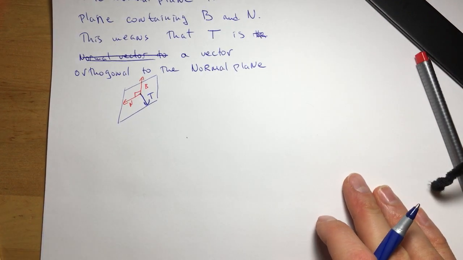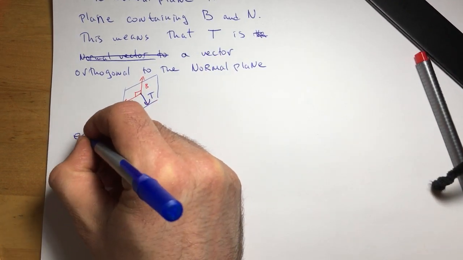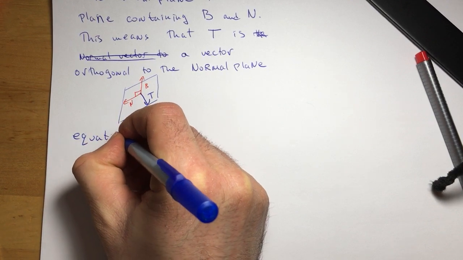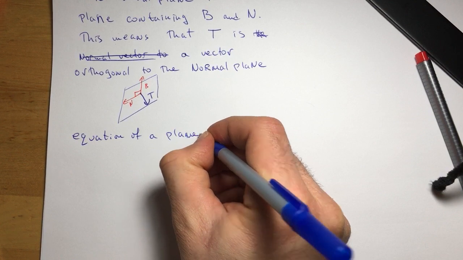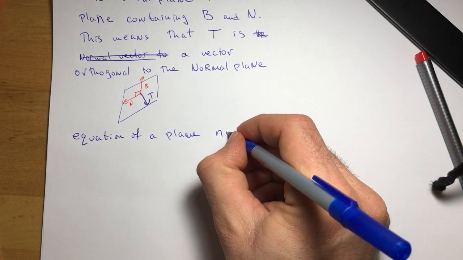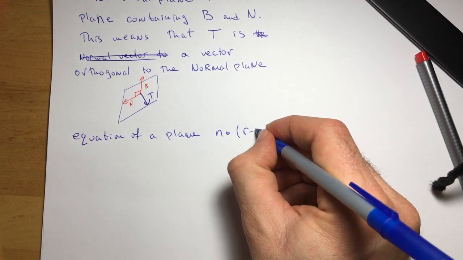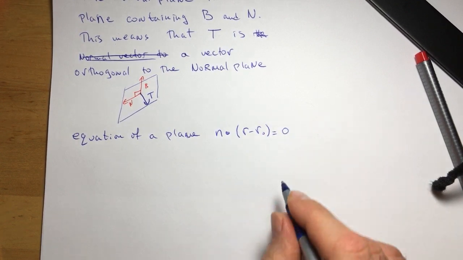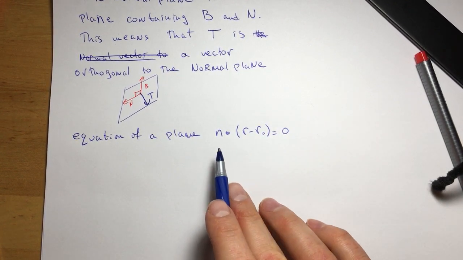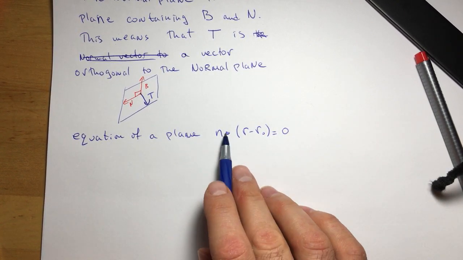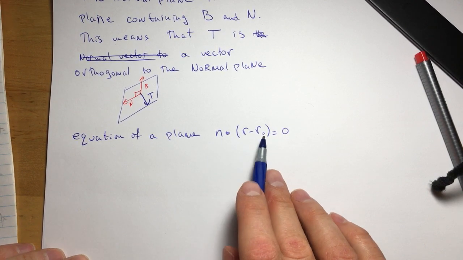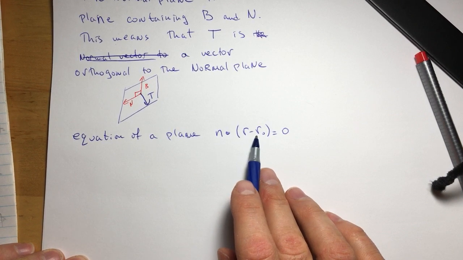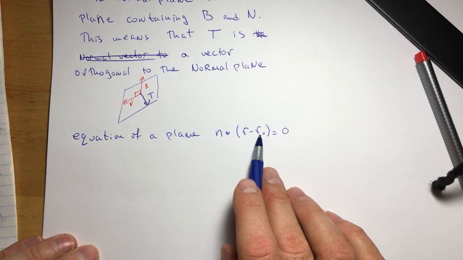So how do we find an equation of a plane? It's n dot product r minus r naught is equal to 0, where n is a vector normal to the plane and r naught is a point on the plane, okay?